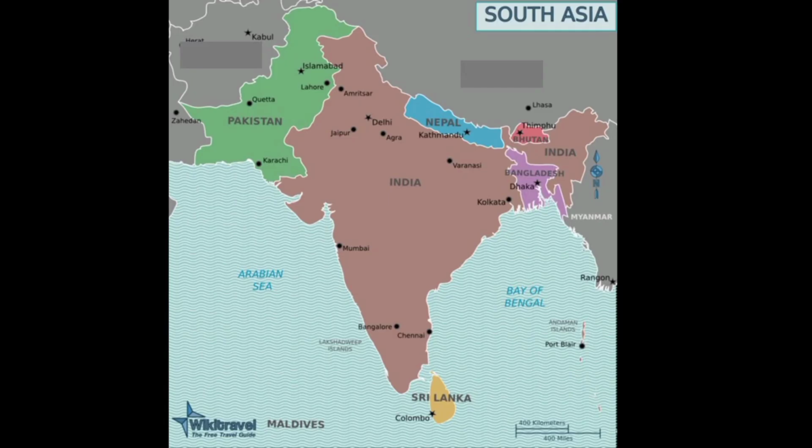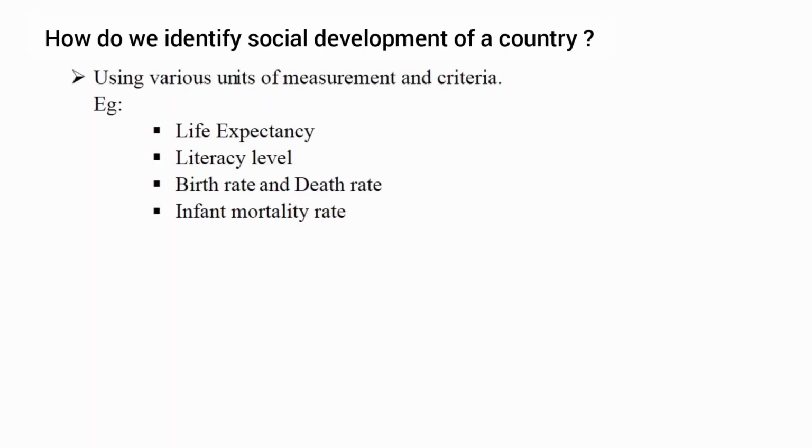Here you can see South Asian countries on a map. How do we identify social development of a country? Using various units of measurement and criteria, we can identify social development of a country: life expectancy, literacy, birth rate, death rate, infant mortality rate. These are some of the criteria that we can use to measure social development of a country. Now let's look at these criteria separately.